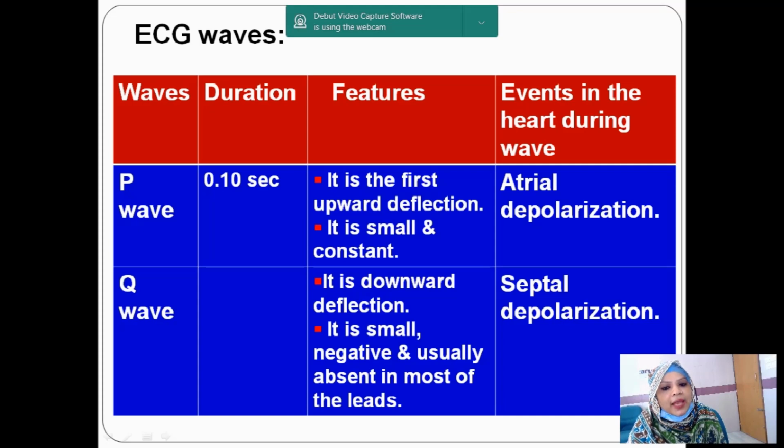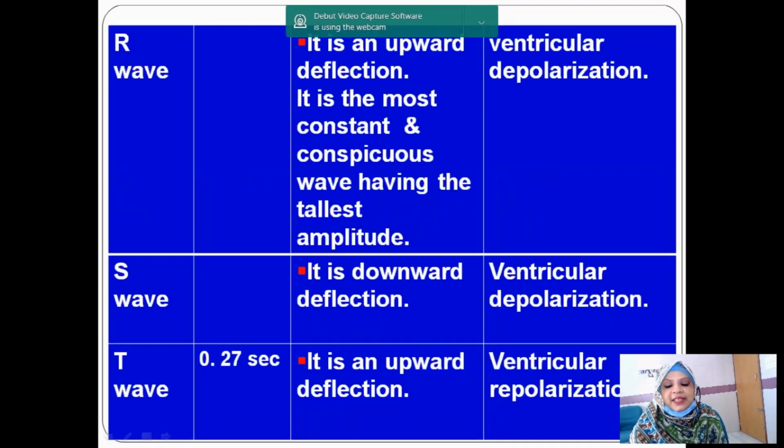Now, Q wave. It is a downward deflection. It is small, negative and usually absent in most of the leads. It represents septal depolarization. Now, R wave. It is an upward deflection. It is the most constant and conspicuous wave having the tallest amplitude, and it represents ventricular depolarization. Now, S wave, it is a downward deflection and it represents ventricular depolarization. T wave, 0.27 second. It is an upward deflection and it represents ventricular repolarization.